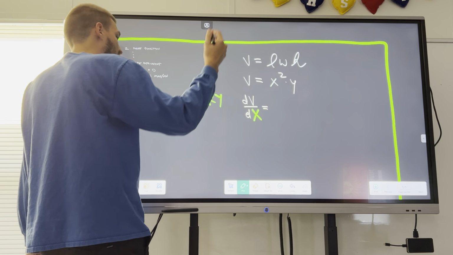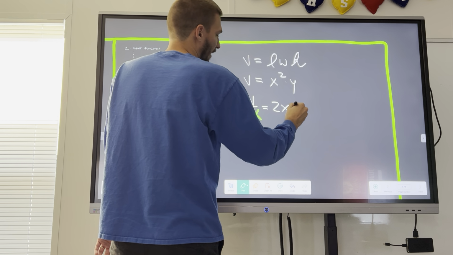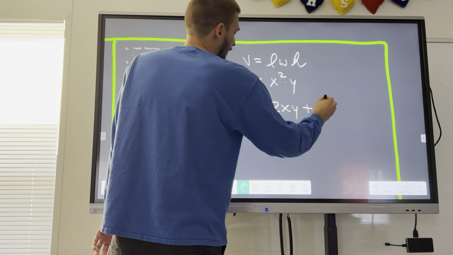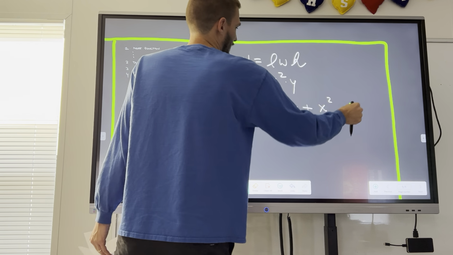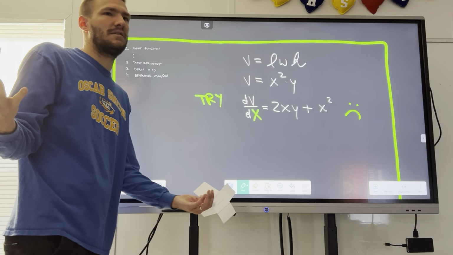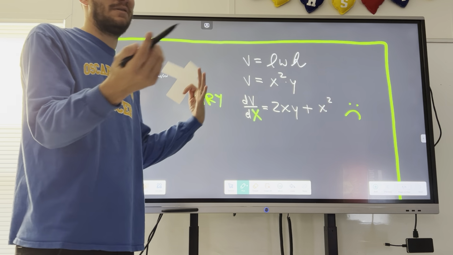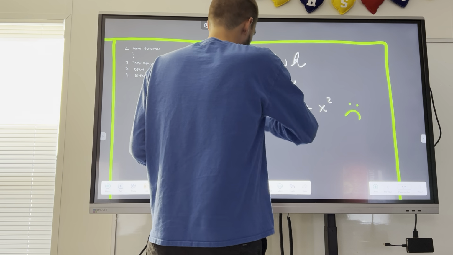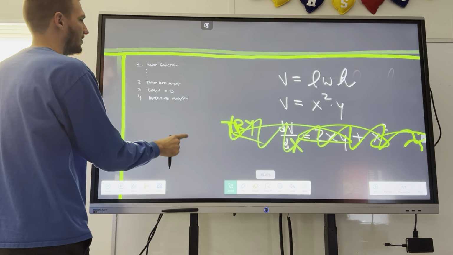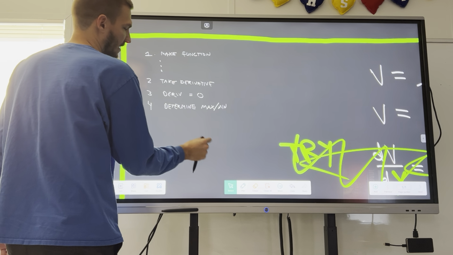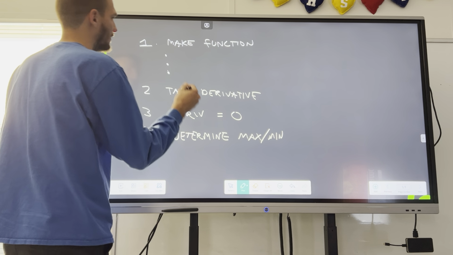If we're looking at these 2 variables, we could use the product rule: 2x times y plus x squared times the derivative of y. But still, what are we doing with this? Set it equal to 0? We have x's and y's, and we don't know. So it isn't really working too well. That is our first real issue here with making the function.